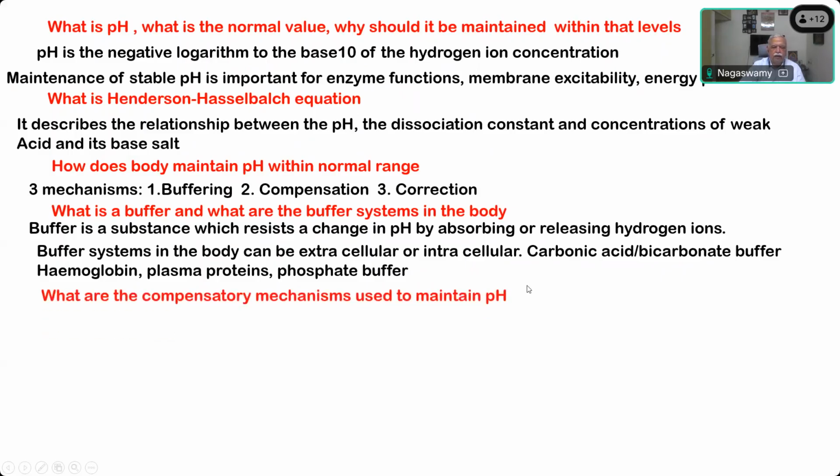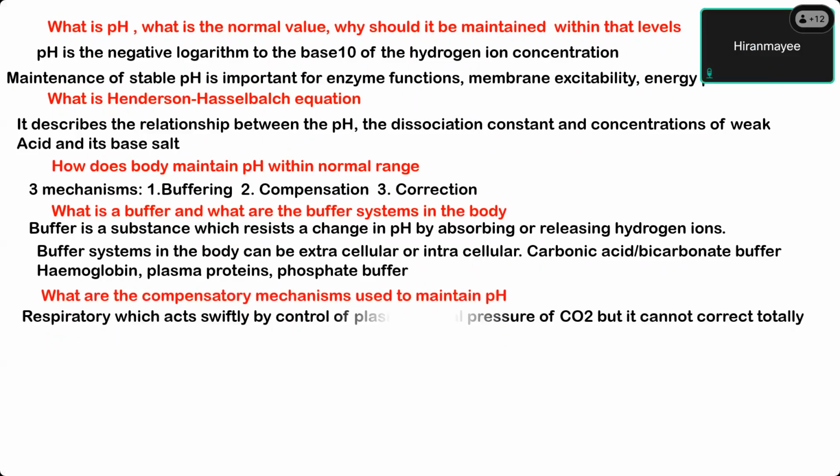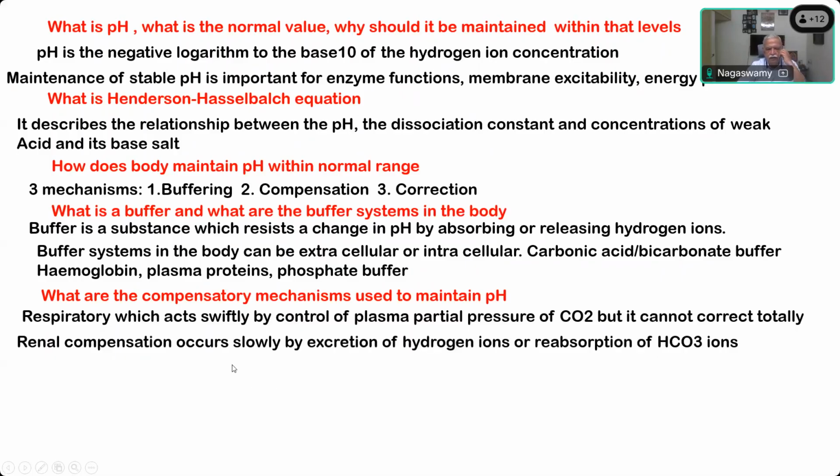What are the compensatory mechanisms used to maintain pH? That is the second part. First part is the buffering system. What are the compensation mechanisms to maintain normal pH? Immediate compensation is by lungs, sir. It's respiratory compensation. Over a few days, the kidneys will take over. Fantastic. Respiratory acts swiftly by control of plasma partial pressure of CO2, but it cannot correct totally. So renal compensation occurs slowly by excretion of hydrogen ions and reabsorption of bicarbonate ions.